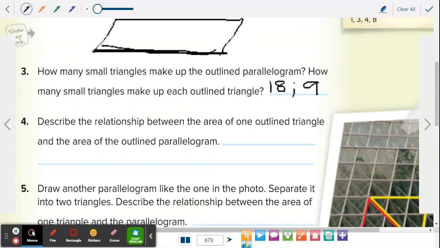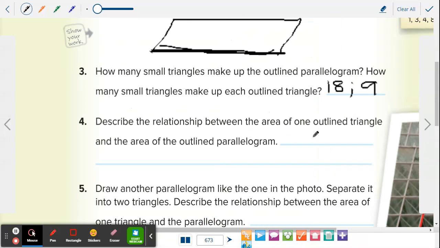Now, the next part of this, they want you to describe the relationship between the area of the triangle, which was 9, and the area of the parallelogram. What do you notice? The area of the parallelogram was 18. The area of the triangle was 9. What can we say about the area of the triangle and the area of the parallelogram? The area of the parallelogram is twice as much.